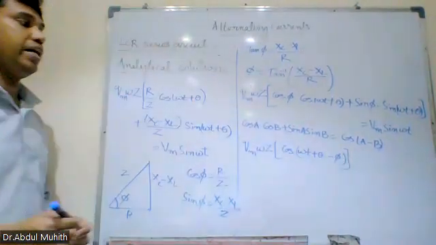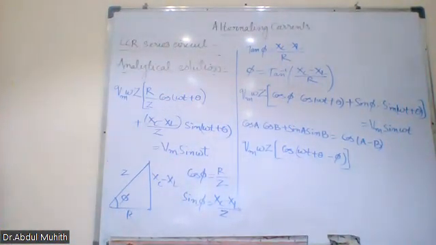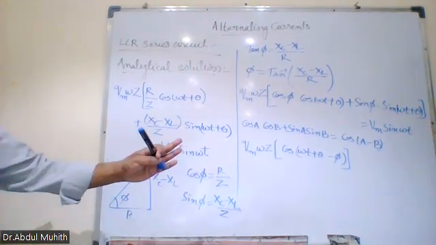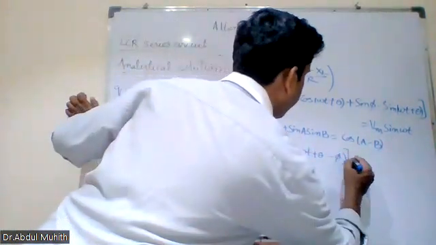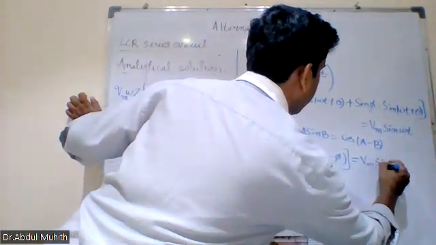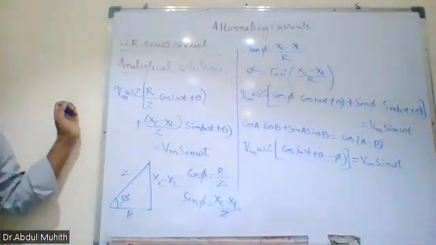Cos A cos B plus sin A sin B means cos(A minus B). Is it clear, all of you? Now we have Vm equal to Vm sin omega t. So what did we get now? Qm, that we have to write here: Vm sin omega t.